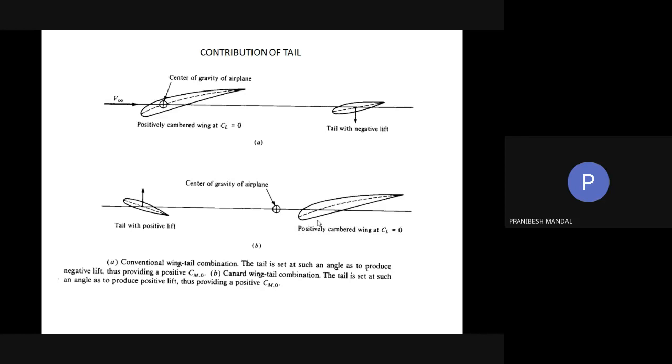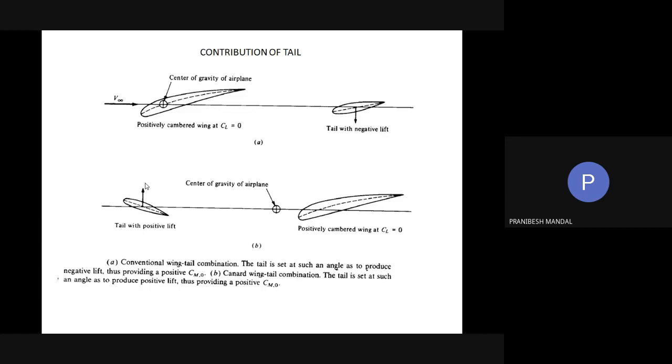So what actually happened is that, yes, we are having some positive lift in the tail also. But this particular consideration caused a reduction of lift in the wing itself, because the wing is actually negotiating a disturbed flow. So ultimately this particular thing was not very beneficial for us.